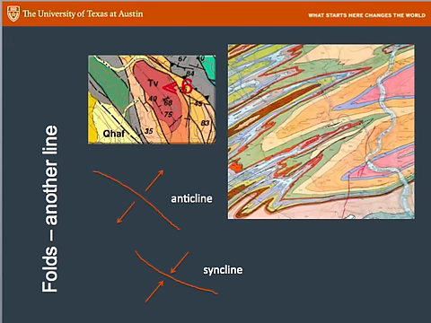Rocks also get folded, and when folds are shown on maps, they are sometimes shown with a fold hinge and a set of arrows. An anticline would have arrows pointing away from the hinge, and a syncline would have arrows pointing towards the hinge, and you can see that in number 6, a dashed line down the middle of this little round piece of TV.